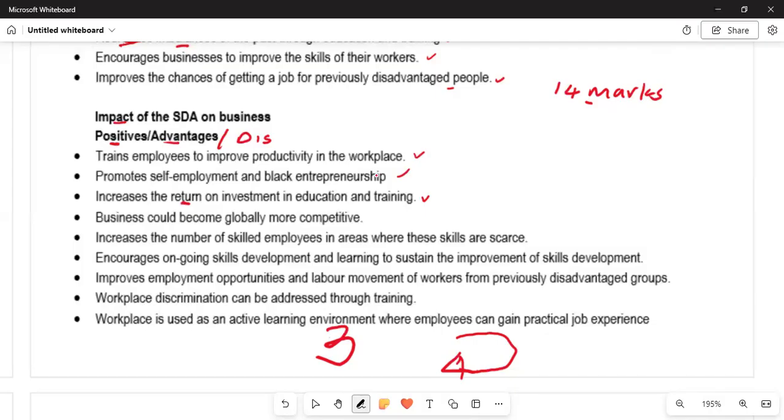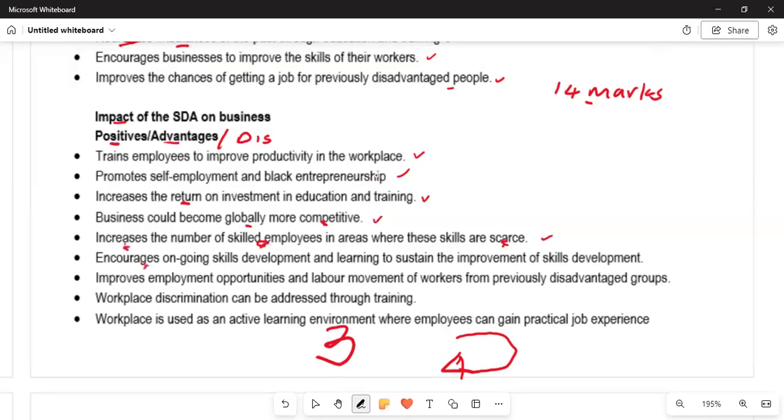Business could become globally more competitive. Whenever people have the necessary skills, the organization is going to compete globally. So that is very important. Increase the number of skilled employees in areas where skills were scarce. Whenever we put this act in place, employers are going to find many employees who are competent where skills were scarce. Encourage ongoing skill development and learning to sustain improvement in skill development. That is very important in this act.